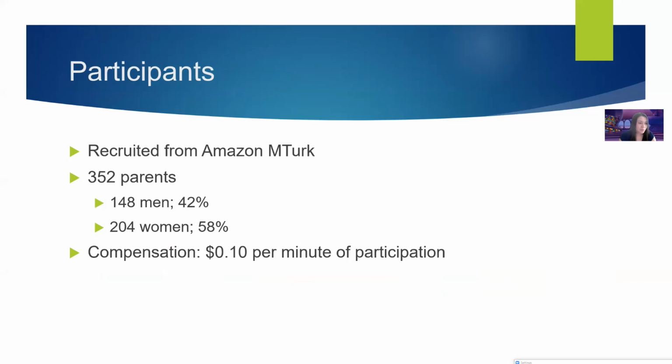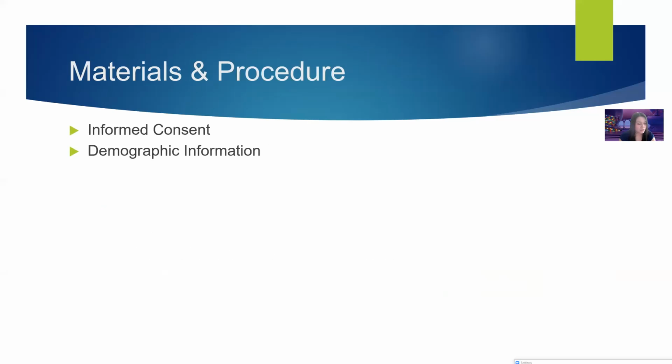So for this study, we recruited participants from Amazon Mechanical Turk. Our sample consisted of 352 parents over the age of 18, 148 of whom were men, and 204 of whom were women. Our survey consisted of an informed consent and demographic information such as age, parental status, sex, age of the child, and number of children the parents had.